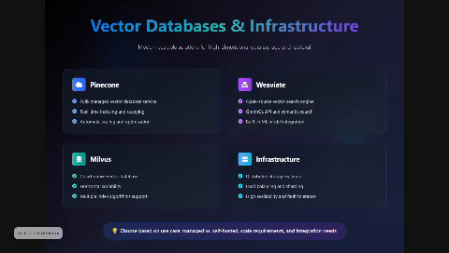Vector databases and infrastructure. To support large-scale vector operations, specialized databases were created. Examples include Pinecone, Weaviate, and Milvus. Pinecone is a fully managed cloud-based vector database service. Weaviate integrates vector search with knowledge graphs. Milvus is an open source option that provides distributed scalability and also multiple index algorithm support.